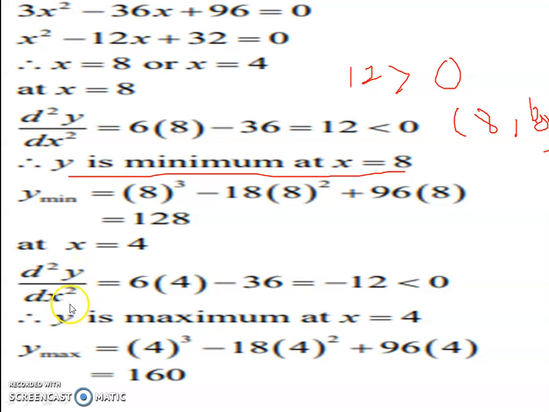Now we have to put x is equal to 4 instead of x. d square y by dx square is 6 into 4 minus 36, which is minus 12, less than 0. So y is maximum. We have to put the value of x is 4. So 4 cube minus 18 into 4 square plus 96 into 4, that is 160. So the maximum point is 4, 160. In this way, we solve the maximum and minimum condition for x cube minus 18x square plus 96x.